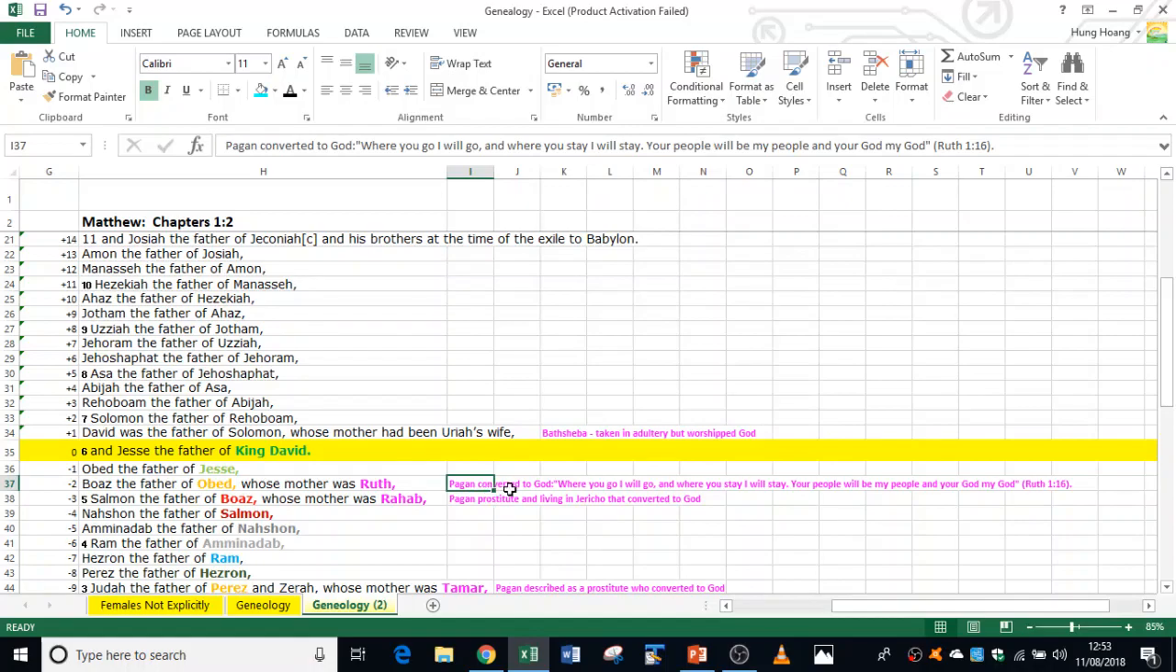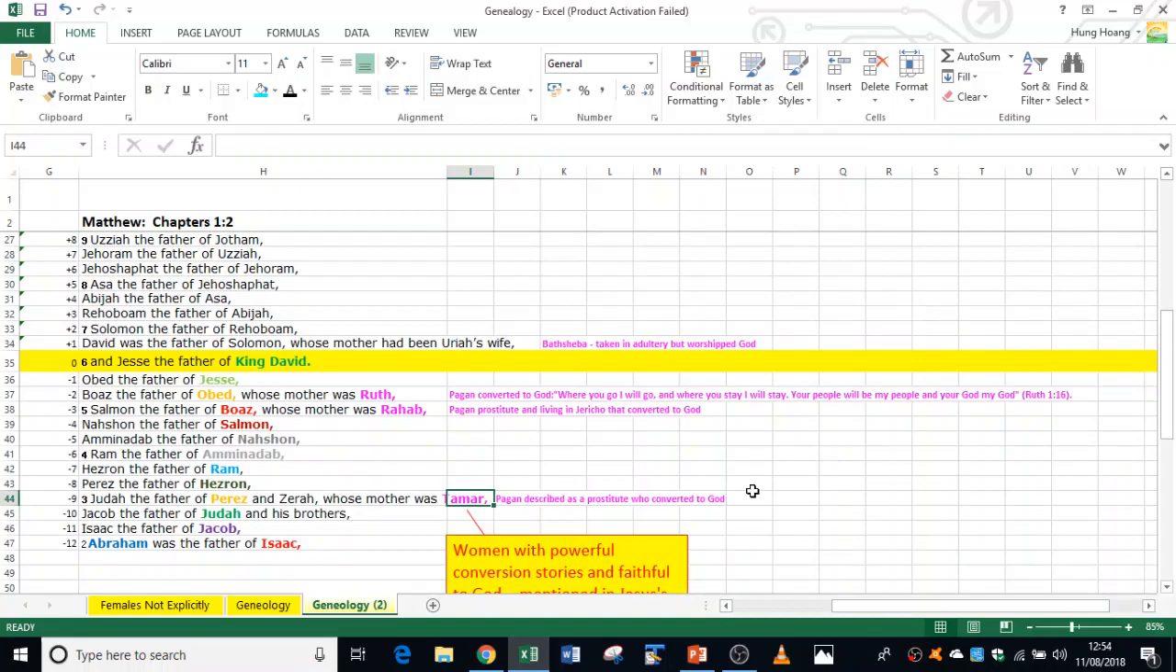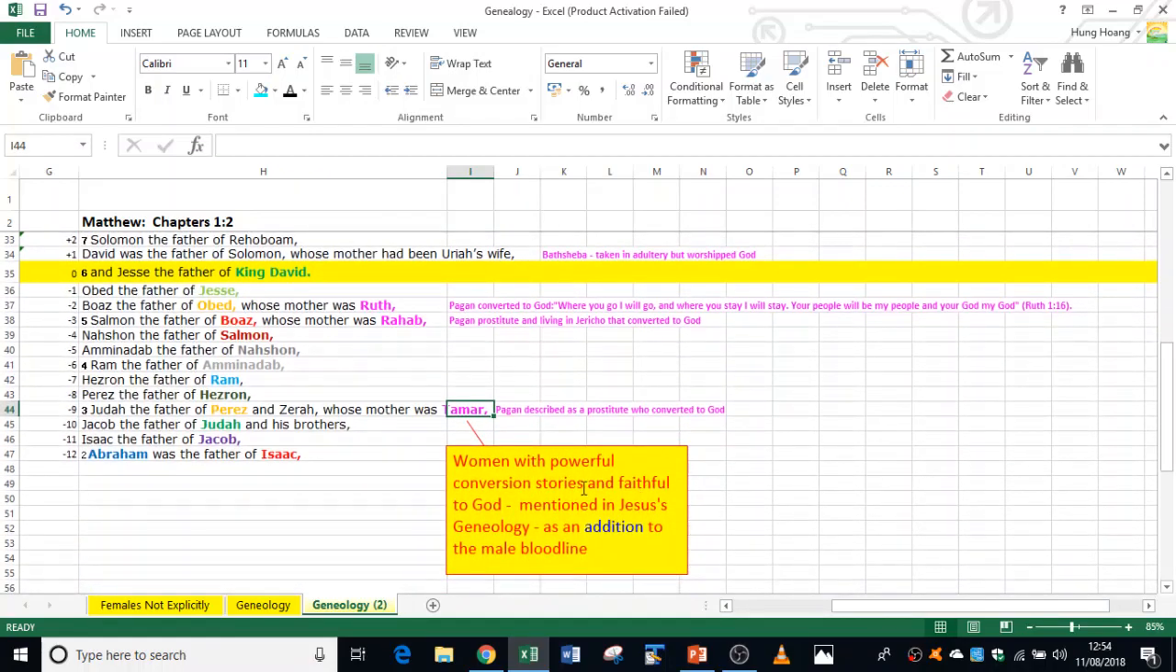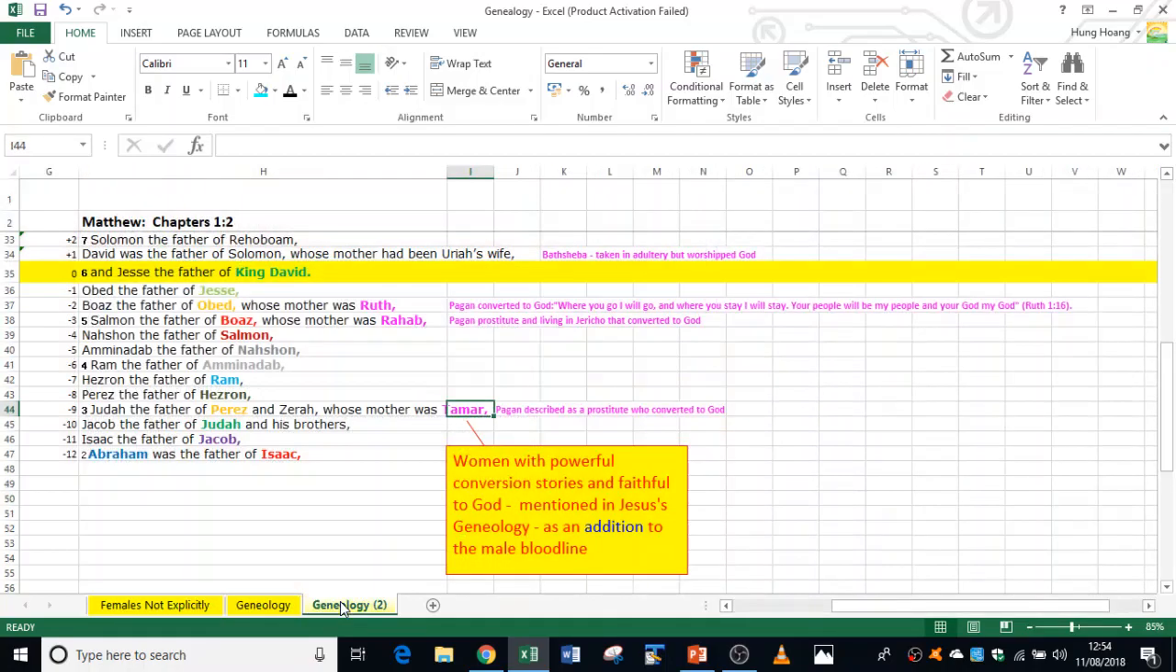Ruth, who's a pagan, converted to God. She said, where you will go, I will go, and where you will stay, I will stay. Your people will be my people, and your God will be my God. Ruth 1:16. Rahab, she was a pagan prostitute living in Jericho, converted to God. Tamar, a pagan, described as a prostitute, converted to God. So we have here women with powerful conversion stories and family and faithful to God mentioned in Jesus' genealogy as an addition to the male bloodline. So they haven't broken this rule, yeah? The woman's side of the family is not to be mentioned, okay?